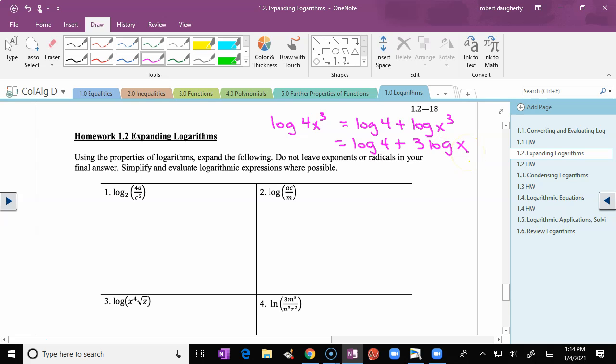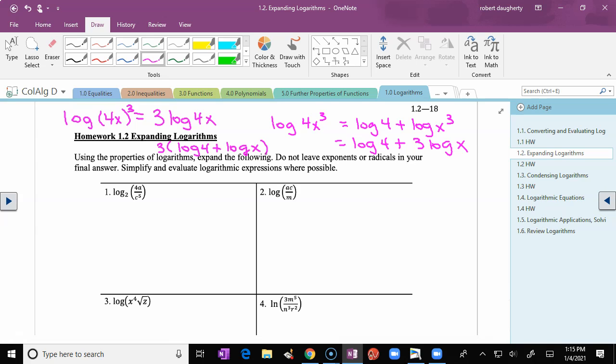Now that would be different than if you had the log of 4x, all cubed. Then you would start with the power rule. That's 3 times the log of 4x, and then this would be 3 times the log of 4 plus the log of x. Then you would use the product rule after the power rule. So just keep in mind your algebraic manipulation as you go through these.